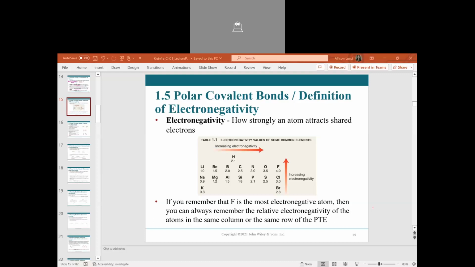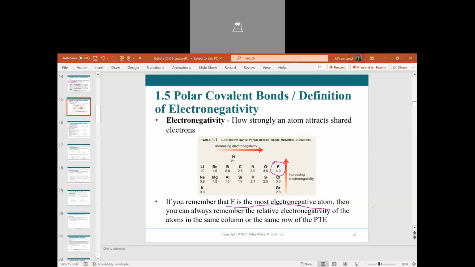This next section is a review of polar covalent bonds and, in general, electronegativity, and how to determine whether or not a bond is classified as covalent, and more specifically as polar covalent, or would it be considered an ionic bond? So if you recall, this is a table showing different electronegativity values, and we see that fluorine is the most electronegative atom, right? It has the highest value here, and everything else is relative to fluorine being 4.0.